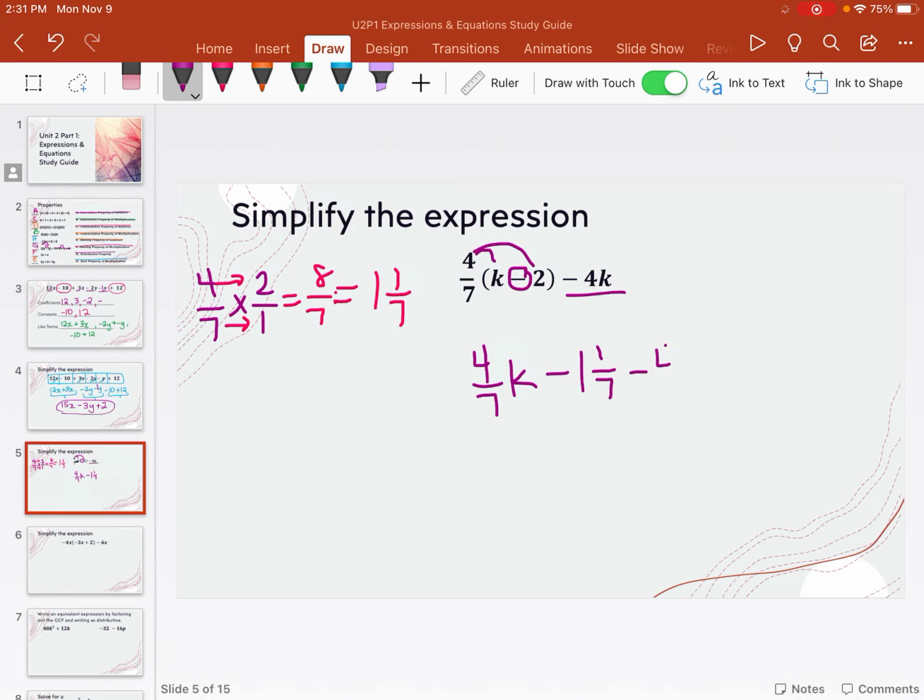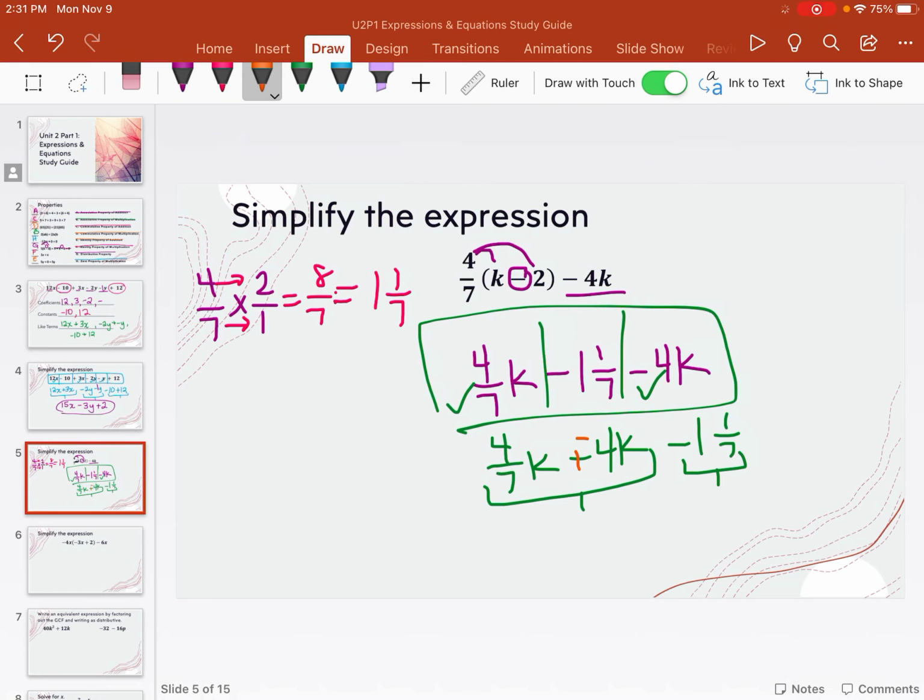Now I can train it up and box my terms so that I can find my family. So I've got 4/7 k minus 4k. And then I also have my negative 1 and 1/7. To combine my k's, it's really like keep, change, change. I'm adding a positive and negative, so I'm going to subtract here. So 4 and 0/7 minus 4/7. I'm going to need to borrow here.